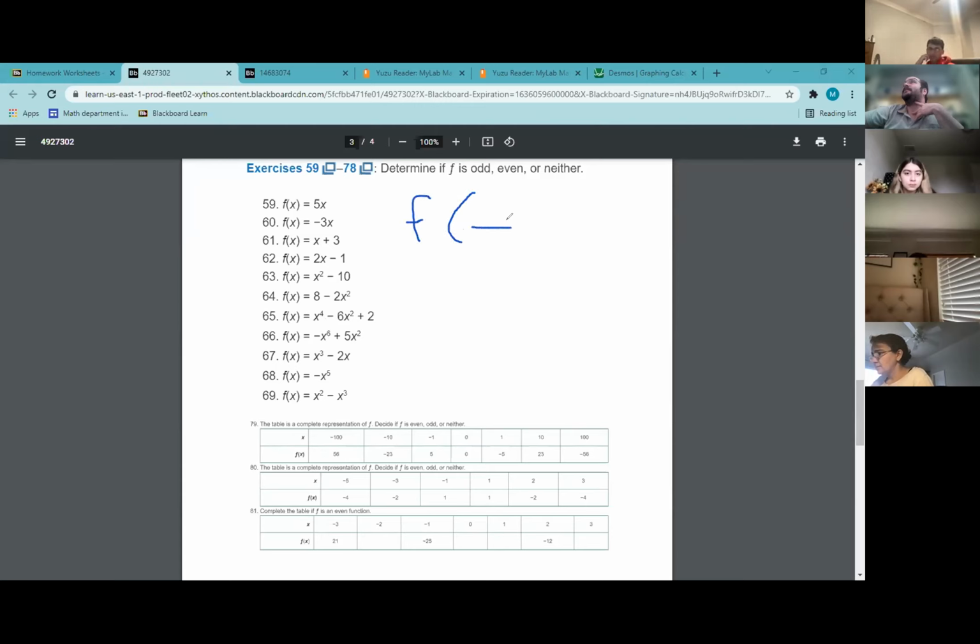So what we want to do to figure out if something is odd or even, you want to figure out what that thing is. We want to throw a negative on our x. So if I take 59, no, 61 is the next one. Let's look at 59 first. 59 is a better one to start with. So if I want to talk about 59, if I want to do f of negative x, what does that look like?